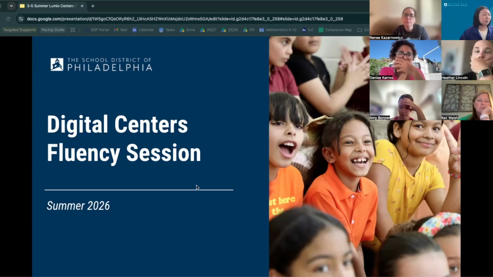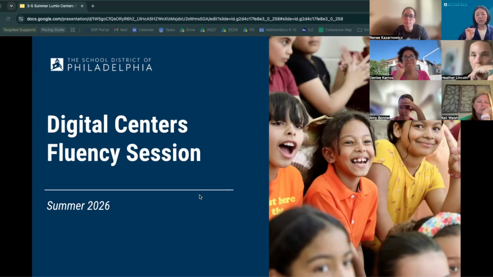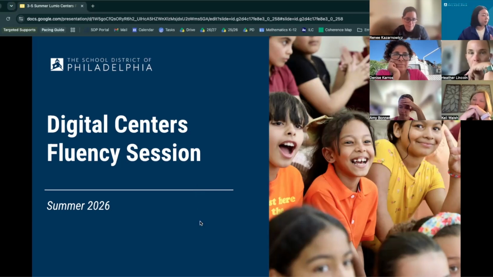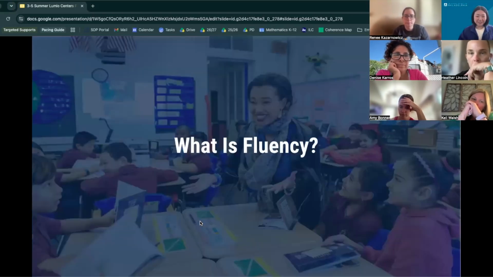So let's go ahead and get started with the multiplication fluency part. But throughout the whole piece, I just want you to think about, okay, how is this going to help me decide which center students should play and which stage or which level students should play based on what you know about them? So what is fluency?